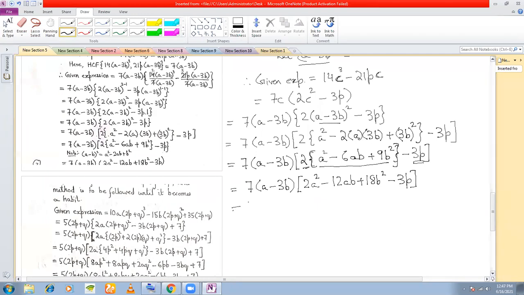So now you can change your box brackets to normal brackets, because you can see no like terms are here. You cannot simplify it any further. We have 2a square minus 12ab plus 18b square minus 3p. And that should be your answer. Now here in the notes, I have worked out directly. You can have a look at this also. Try to get habituated to the way I have done in the notes, because you will be requiring this. So that's it.